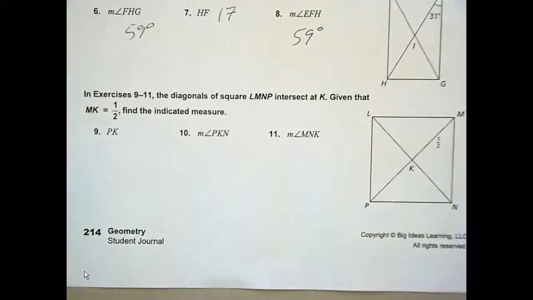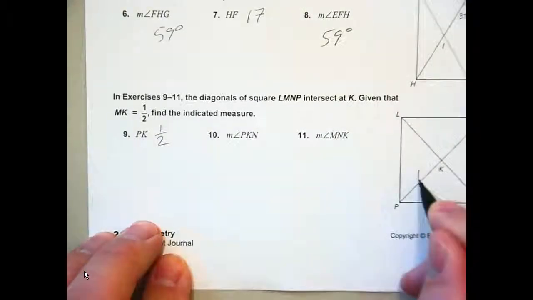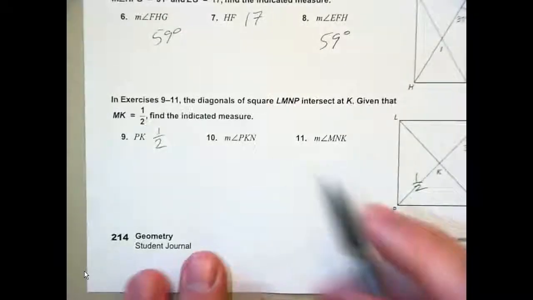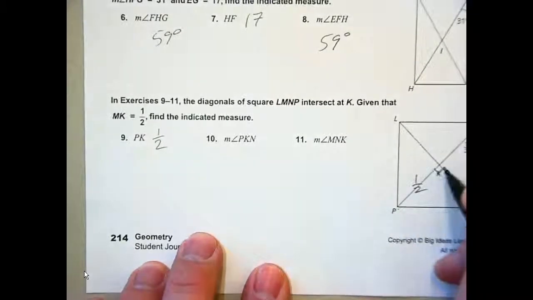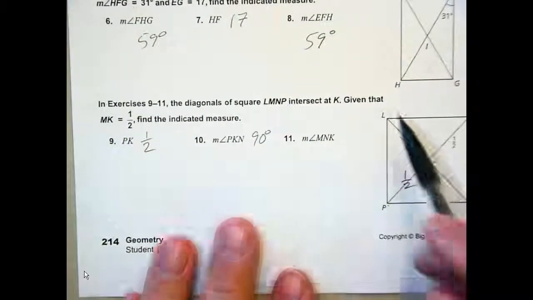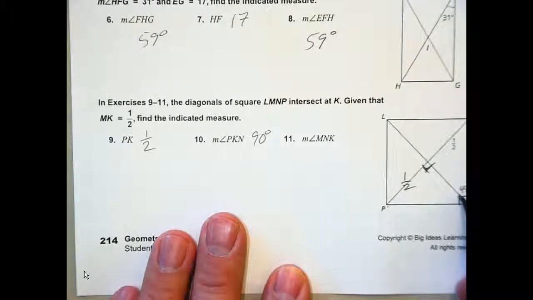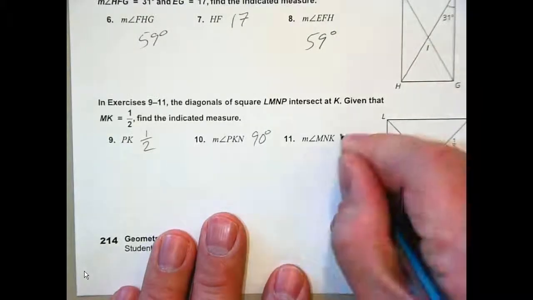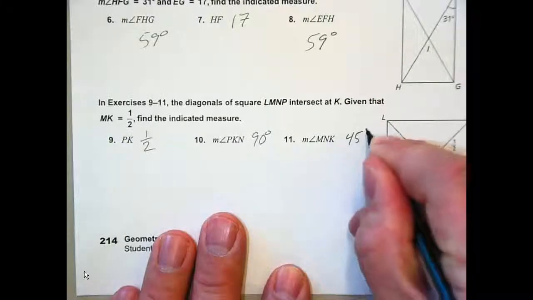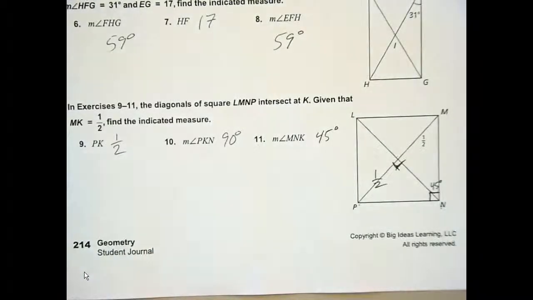Okay, what is PK? 1/2. Same measure in squares. What's PKN? 90. Rectangles and squares intersect at right angles. The diagonals do. MNK? 45. Your angles are bisected, and it has to be a right angle to be a square, so 45 degrees. Any questions? All right, off you go.